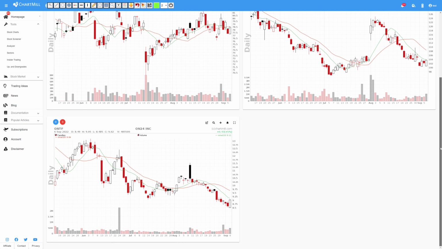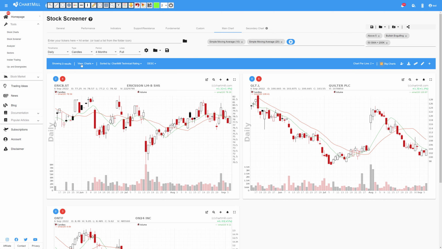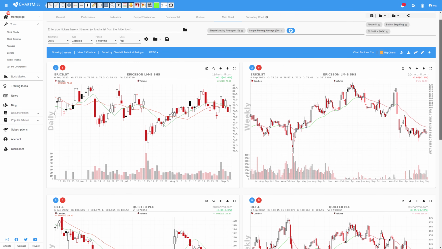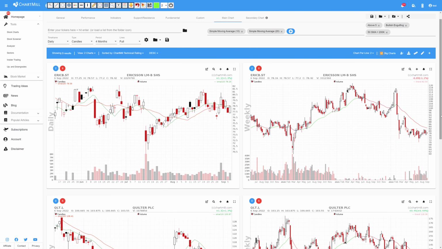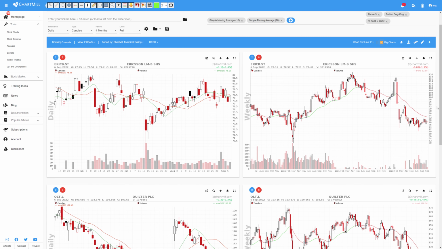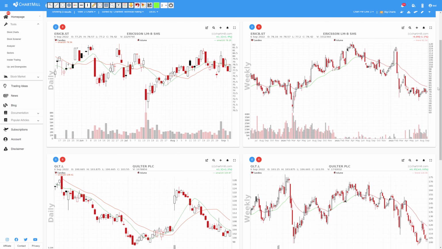These are daily charts, but what I like to do is change the view. So in the blue horizontal bar, open the drop down menu next to view and select 2 charts. In this way, I have a weekly chart and a daily chart next to each other for the same stock. And then you have a glimpse of the long-term trend on the weekly chart, which is for all these stocks, the long-term downward trend is bearish, as you can see on this weekly chart.